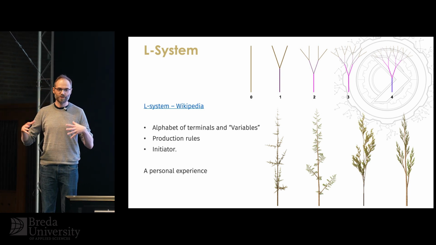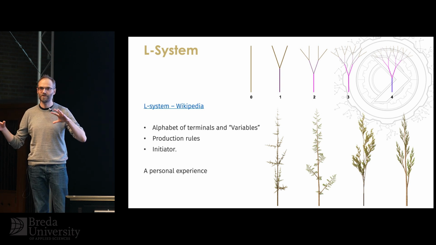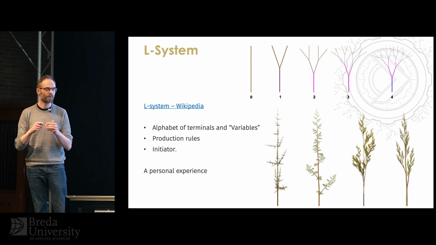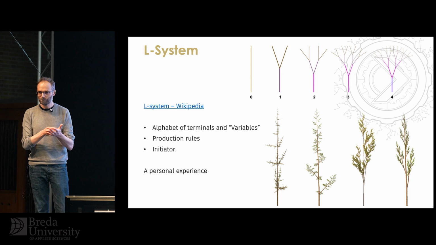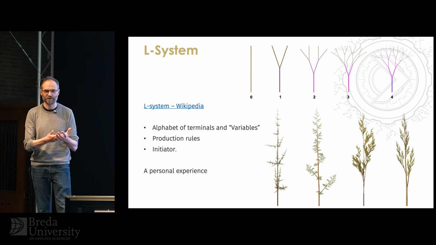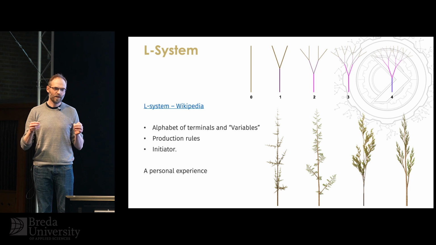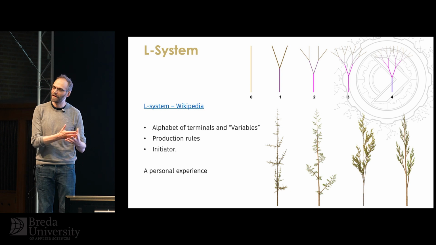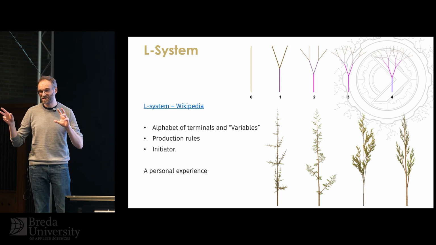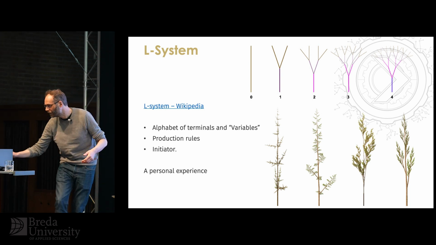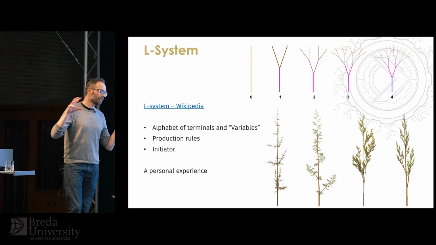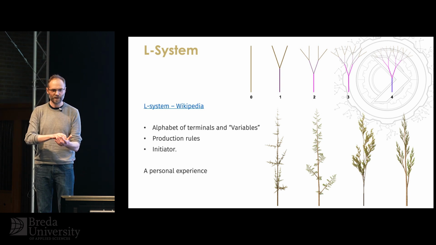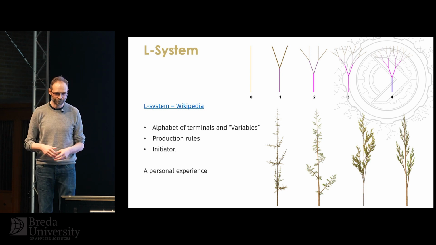First is an alphabet of terminals and variables. Terminals, at the beginning, were literally just an alphabet, letters and values, but we will expand that. It won't stay letters. And there are variables, which are letters that can be changed by rules. Then there are projection rules, which change variables or terminals into new variables and new terminals.